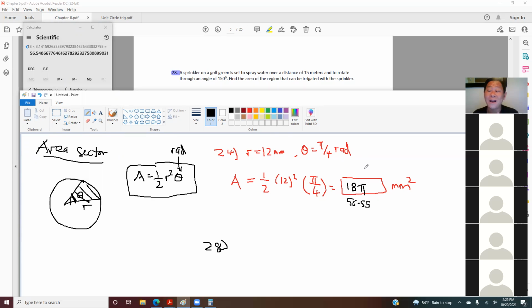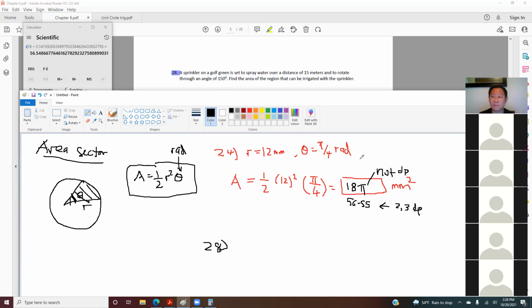So again, how do you know what your homework wants? If they're asking you to round to 2 or 3 decimal places, then your answer will be 56.55 or 56.549. If the question did not mention decimal places, then your answer is 18 pi. Okay, so make sure you read the question carefully.